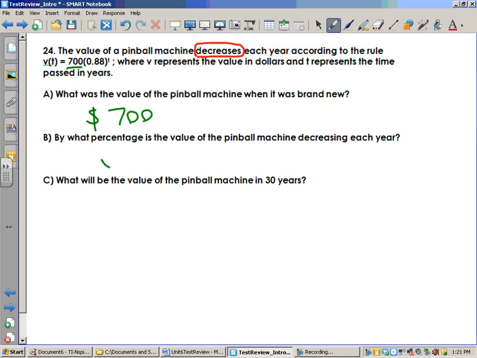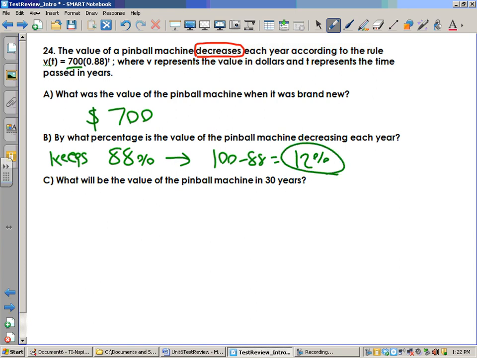By what percentage is the value of the pinball machine decreasing each year? Well, 0.88, if something keeps 0.88 or 88% of its value, how much does it lose? If it keeps 88%, it loses 100 minus that, which is 12%. So it's decreasing by 12% each year.